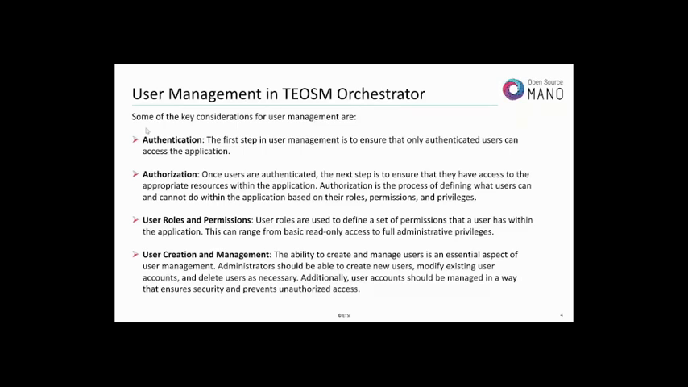Next comes user roles and permissions. User roles are used to define a set of permissions that a user has within the application, and this can range from basic read-only access to full administrative privileges. User permissions are specific to actions. For example, a user with administrative privileges may have permissions to create, modify, and delete users, while a regular user may only have the permission to view resources. All of these come under RBAC.